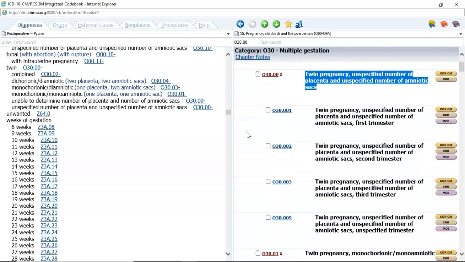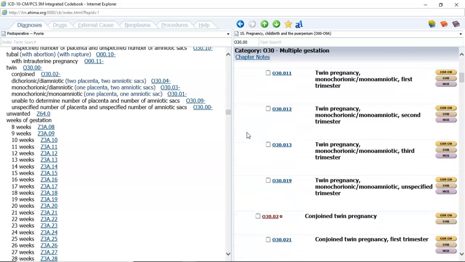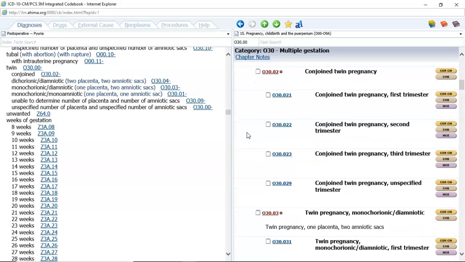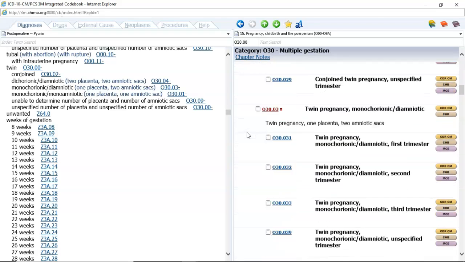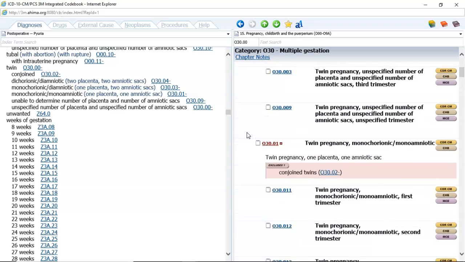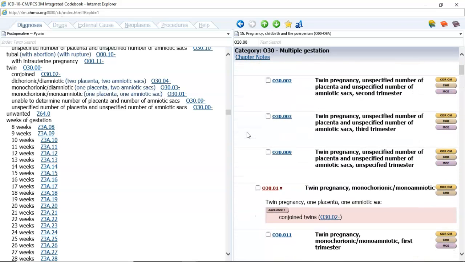For us, it's not specified. But if you go down and look, you'll see the information about twin pregnancies. Now, our woman is 37 weeks, so she is term. She is in her third trimester. O30.003. We're adding the week's gestation, Z3A.37, and then her outcome of delivery is twins.